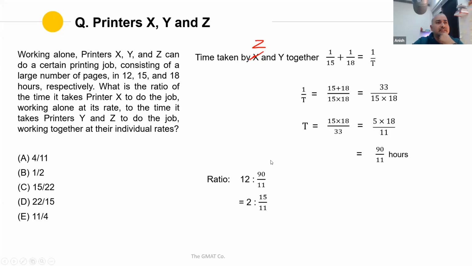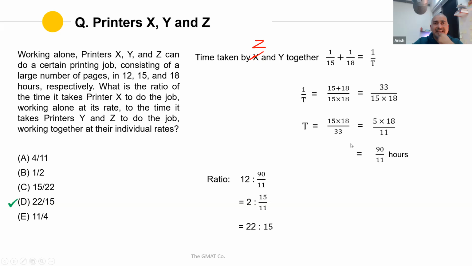Right, I'm able to cancel a 6, so I get 2 is to 15 by 11. I take the 11 on the other side. I get 22 is to 15. So the answer here is option D, not C, by the way, which is the second most common answer.